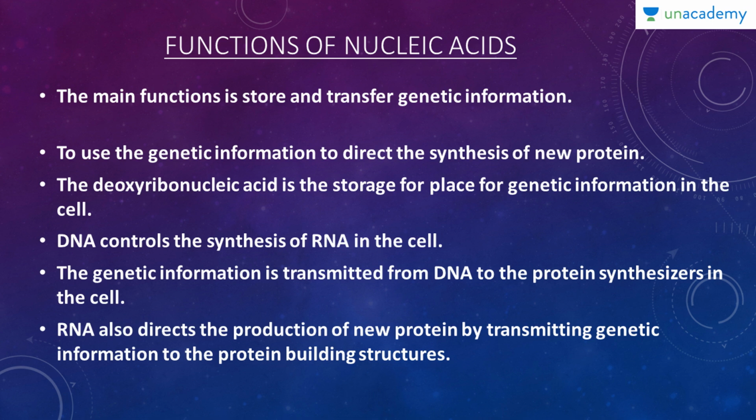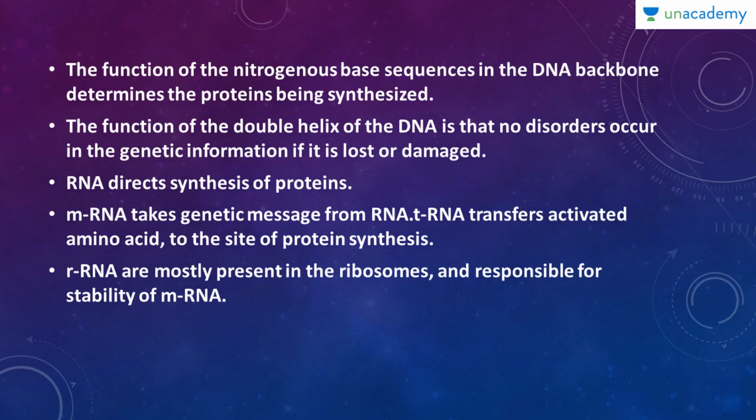To use the genetic information to direct the synthesis of new protein, the deoxyribonucleic acid is the storage place of genetic information in the cell. DNA also controls the synthesis of RNA in the cell. The genetic information is transmitted from DNA to the protein synthesizers in the cell. RNA also directs the production of new protein by transmitting genetic information to the protein building structures.